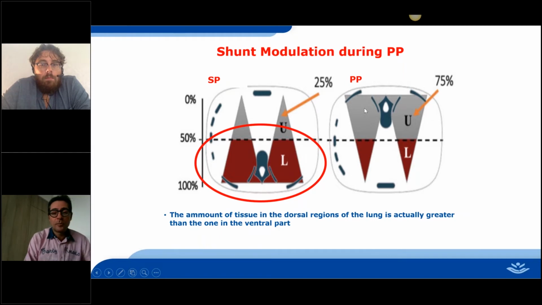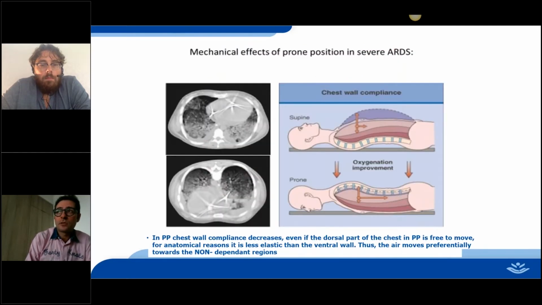Another physiological response to this improvement is the fact that chest wall compliance reduces in prone position, and the reduction of chest wall compliance allows the air to move directly to the non-dependent regions over here, and this further improves the oxygenation during the ECMO approach.